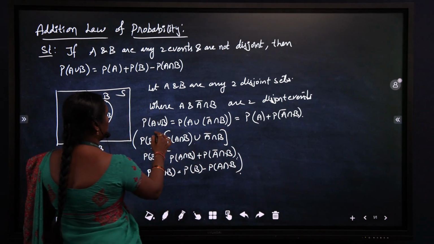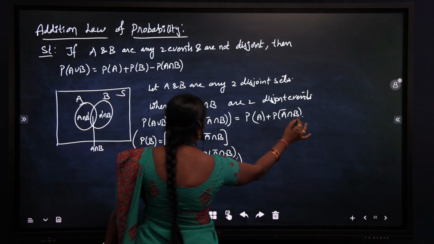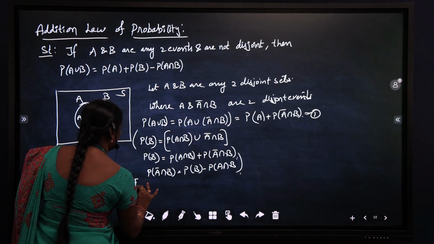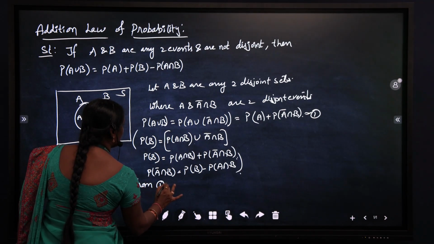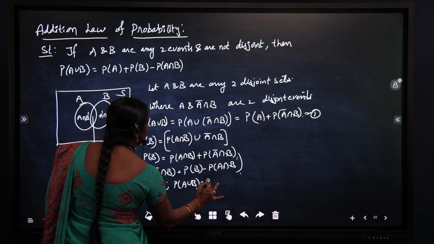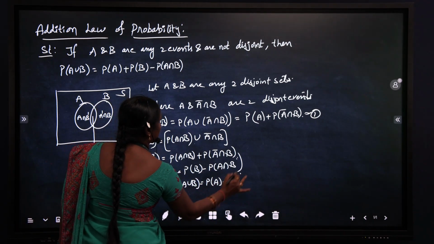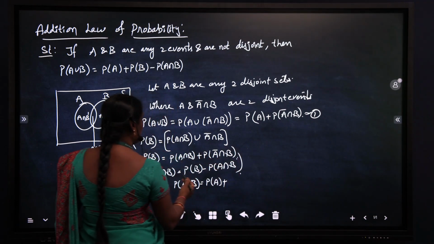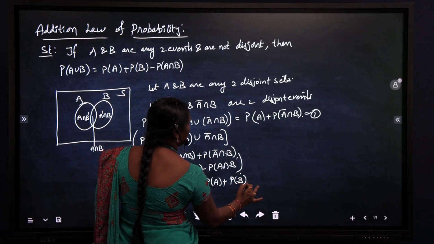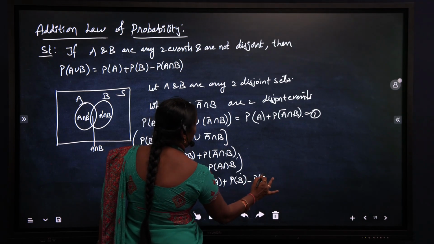Now, calling this equation 1, we substitute from equation 1. We write P of A union B is equal to P of A plus, in place of P of A bar intersection B, what we proved, P of B minus P of A intersection B.